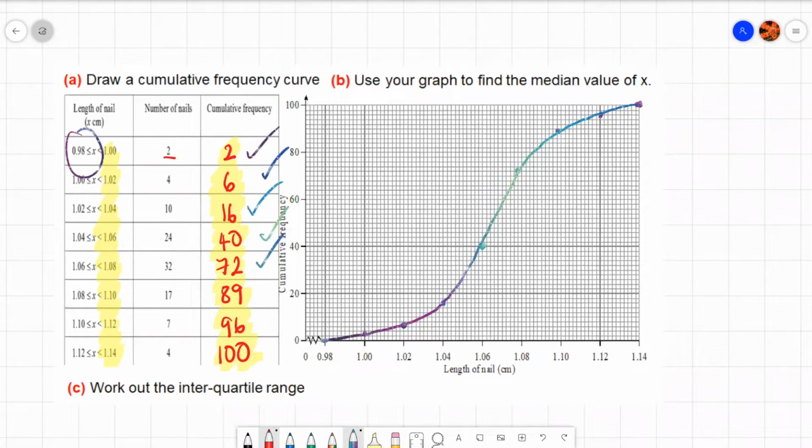Okay, we've drawn a cumulative frequency graph, and you can see it's a stretched out S shape. There's no straight lines, there's no joining dot to dot. I've just drawn a nice lovely curve. So now it says use your graph to find the median value of X.